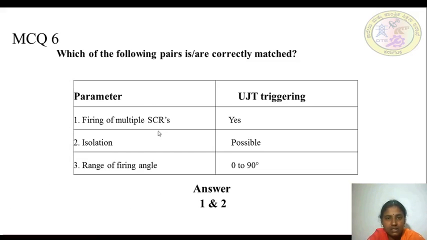The answer is both 1 and 2 are correct, because we are able to fire multiple SCRs, and isolation is also possible due to the pulse transformer. But the range of firing angle is more than 90 degrees; we can control the SCR from 0 to 180 degrees. So both 1 and 2 are correct, and the third one is wrong.